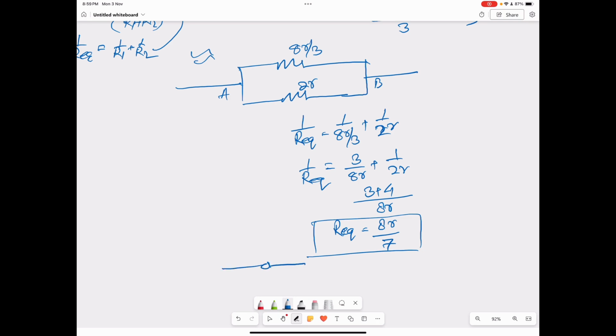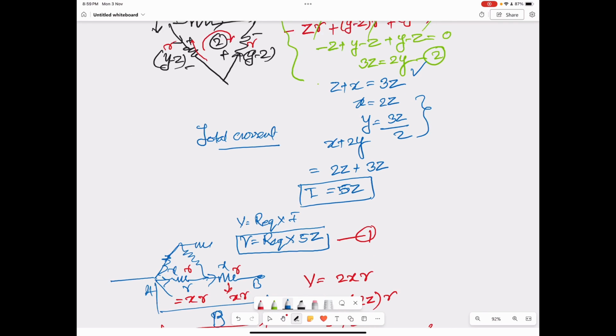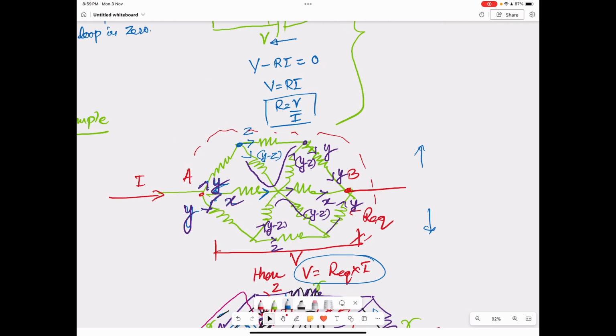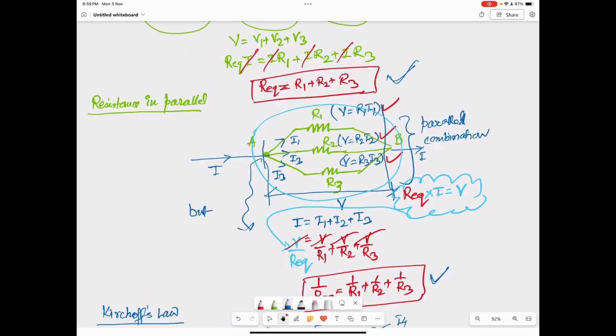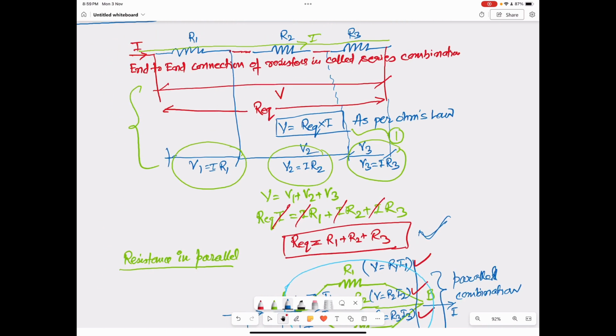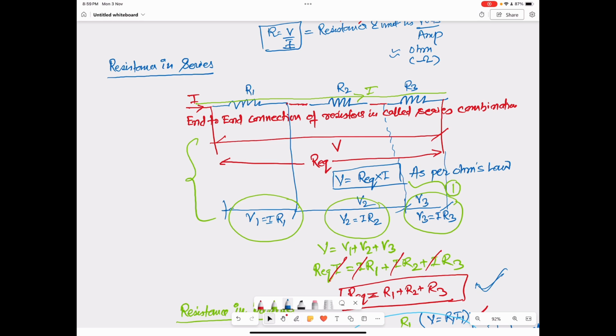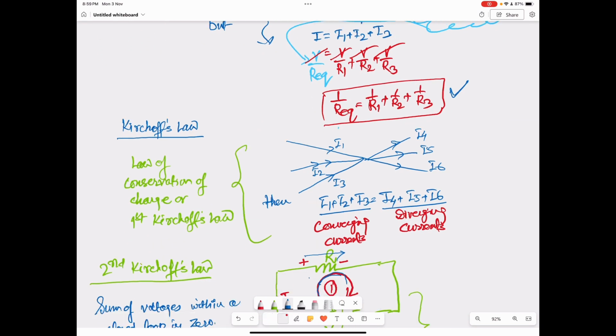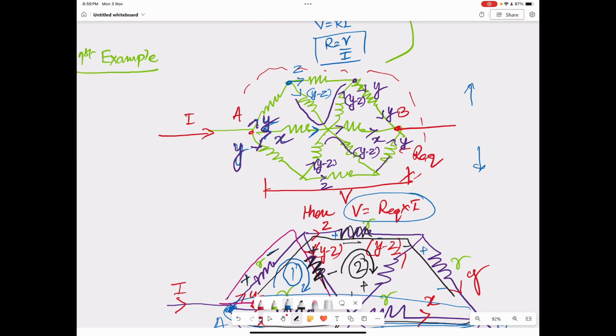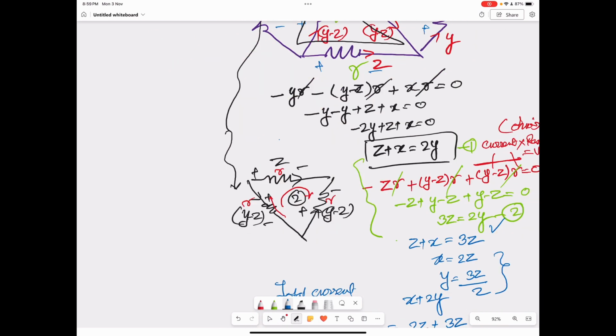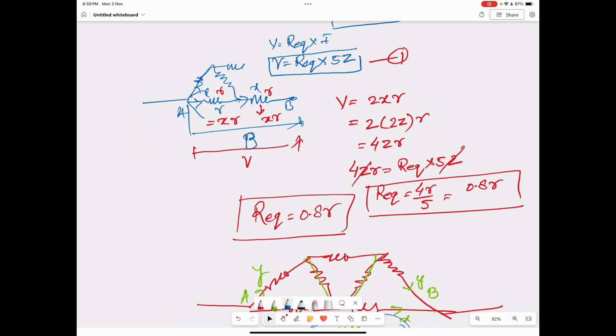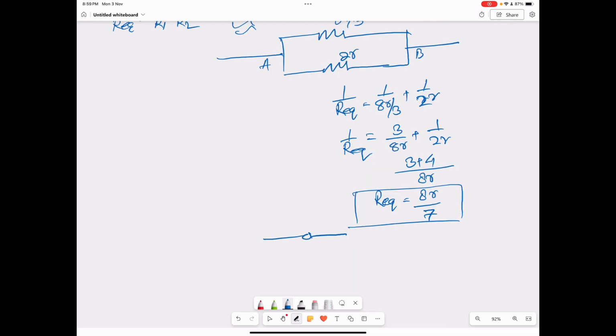Hope you have understood the entire concept of how to find the equivalent resistance by making use of Ohm's law, the formulas for resistance in series and parallel, and then Kirchhoff's first law and second law. If you practice, you can do it in much less time. So for today, this much is sufficient, and we'll discuss more about these topics when we cover these chapters in detail. Thank you.